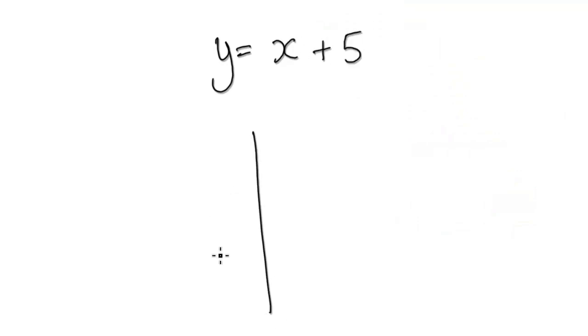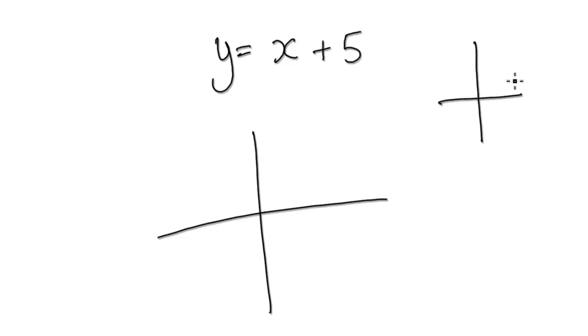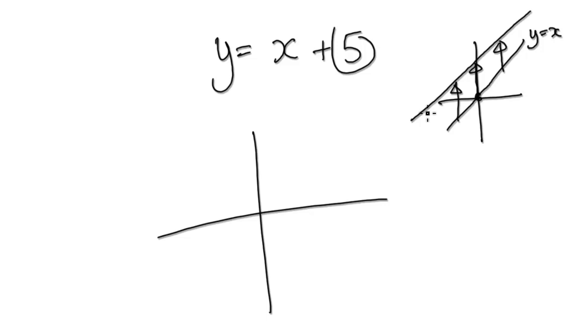Okay, next one here. y equals, let's say, x plus 5. So sketch this. Okay, so first to sketch this, you would draw y equals x, which looks like this. So this is y equals x. And then plus 5. So you drag everything up by 5. So overall, your graph will look like this.